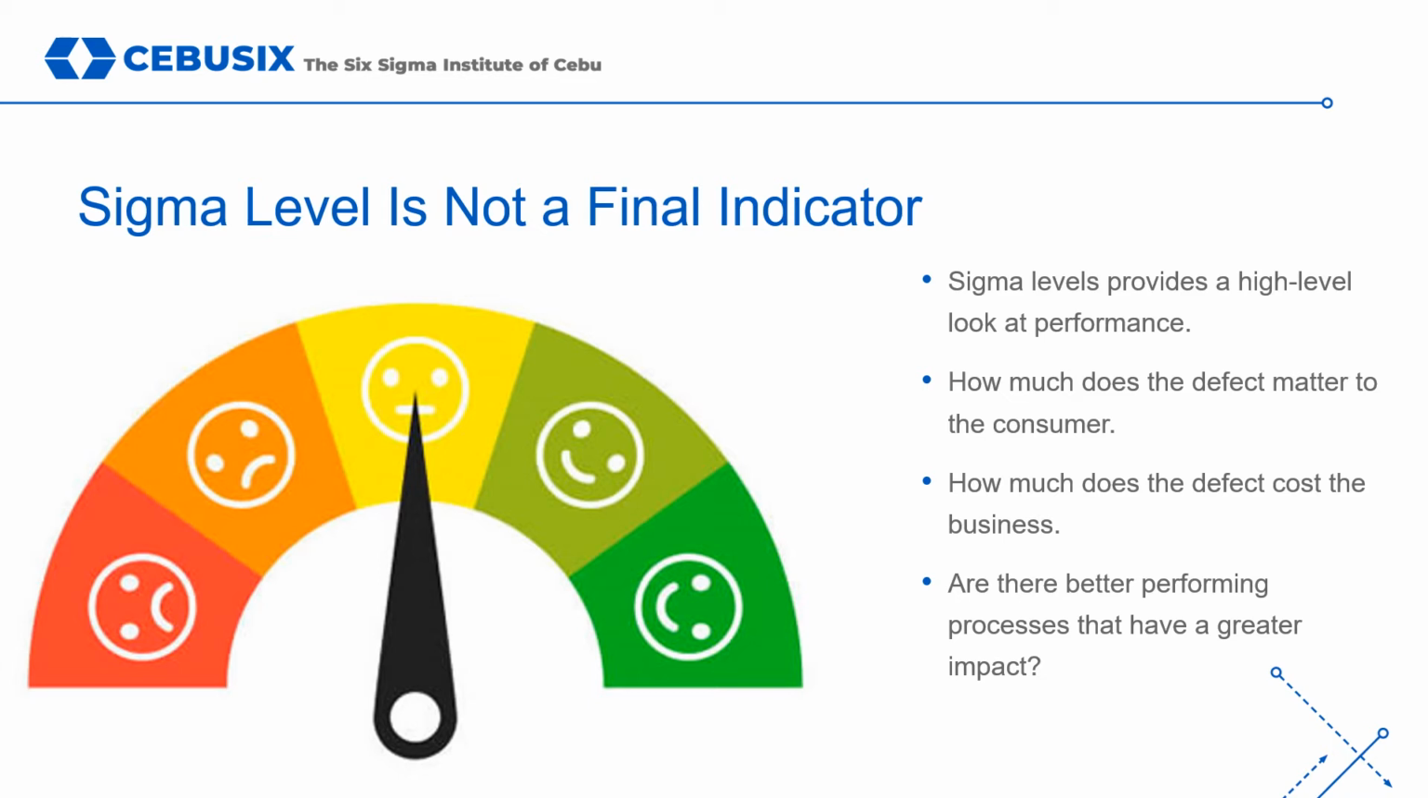When comparing several different processes, you may find that some processes are operating at a much lower sigma level than others, but that does not mean that they should be prioritized before processes with higher sigma levels. You also have to take into consideration which process has the greatest impact on customer satisfaction and, of course, the company's bottom line. Later on in this training, we will discuss the project prioritization and selection process in greater detail.